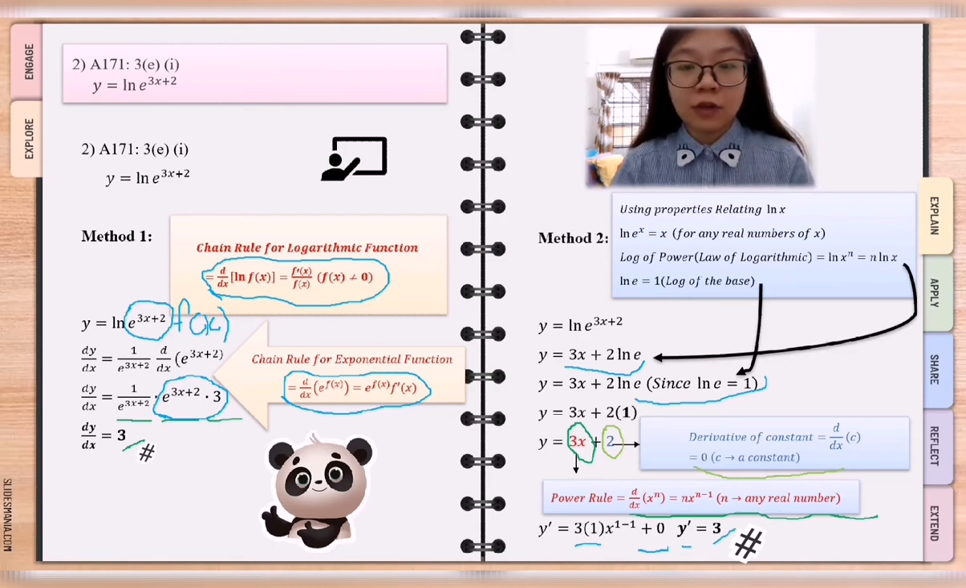Okay, as we can see from the two methods below, we can get the same final answer, which is dy/dx equal to 3. Okay, that's all from me. Thank you for listening. Until next time.